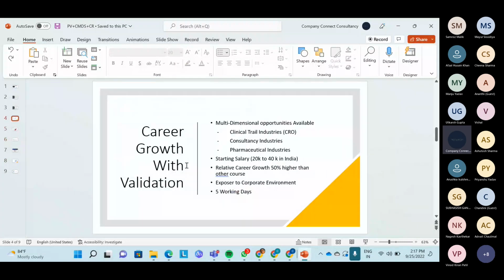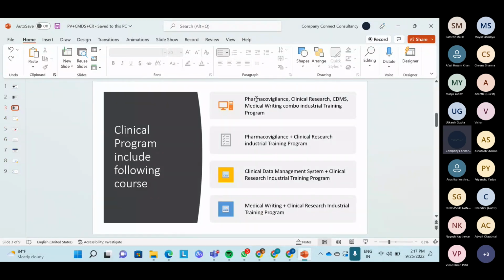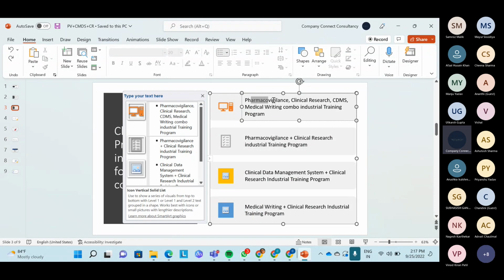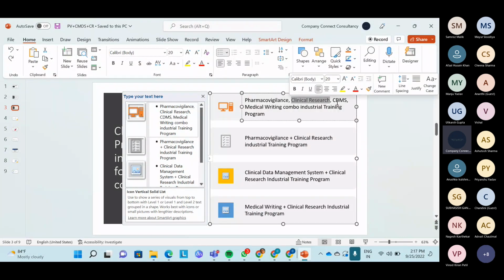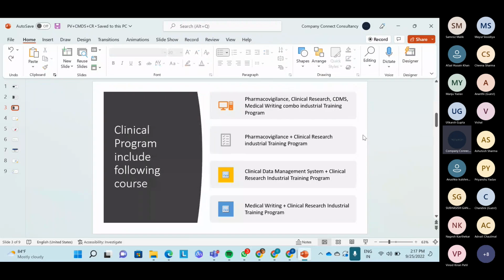Okay, the combo course will include all the things: pharmacovigilance details, clinical research details, CDMS details, meaning clinical data management systems, and medical writing. This is the combo pack. All the courses related to CROs and pharmacovigilance will be included in this particular course.